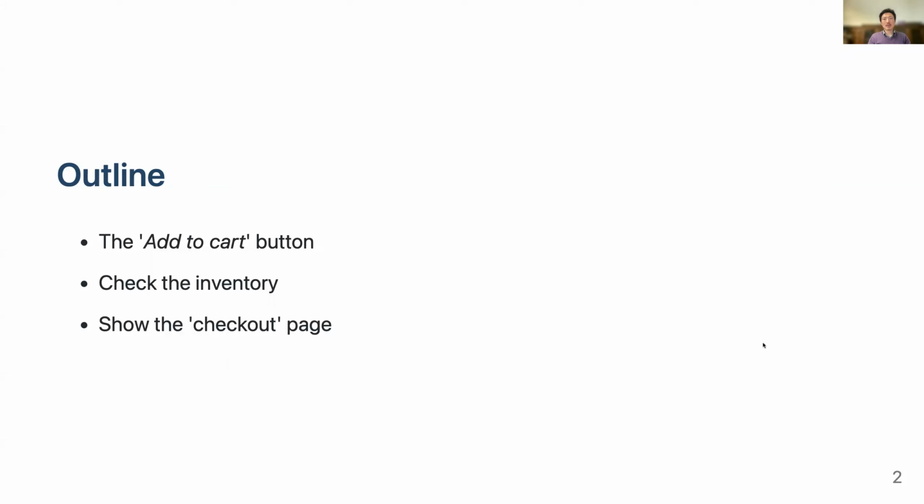And so that's the second part. We're going to check the inventory. And also every time people click the add to cart button, that should reduce availability in the inventory.